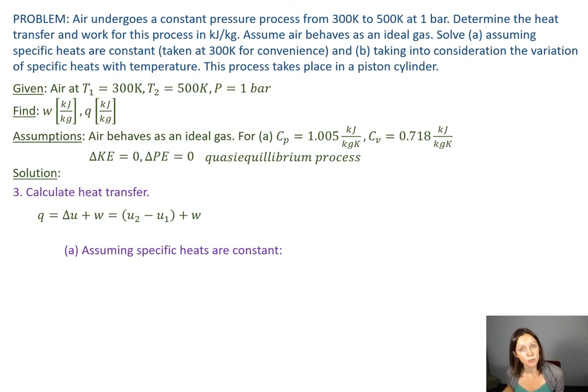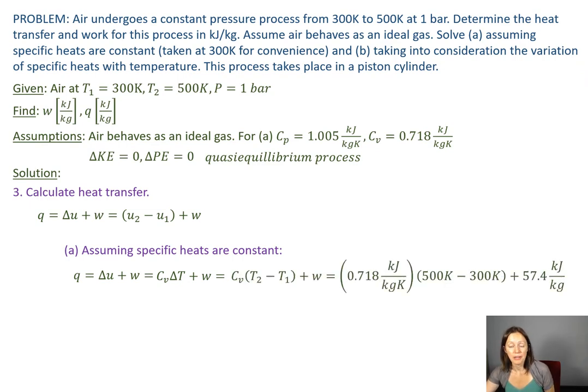One is if I assume the specific heats are constant. If I do that, then I've got an ideal gas with constant specific heats, so any delta U's that I have can be approximated as CV delta T's. And now I know my CV is 0.718 kilojoules per kilogram K, and then I just need to plug in everything, and I ended up getting 201 kilojoules per kilogram. So that's the heat transfer that I calculate when I assume specific heats are constant.